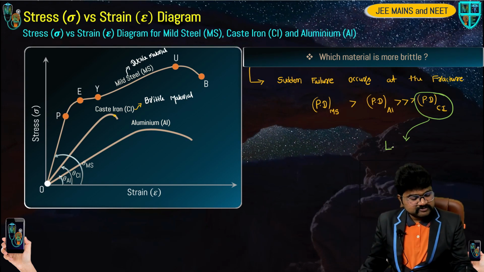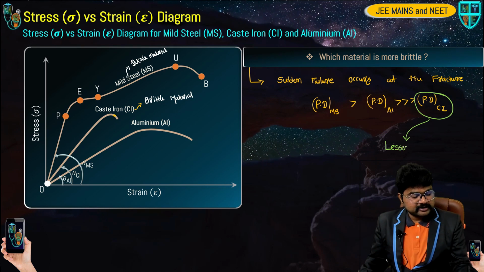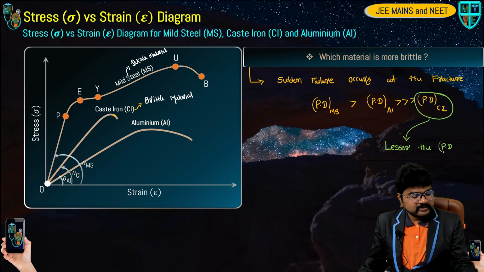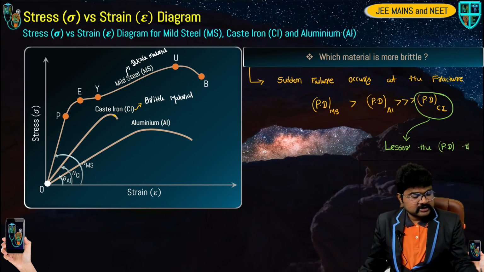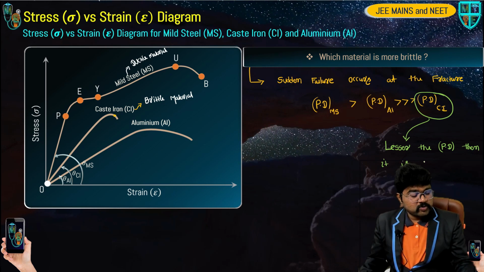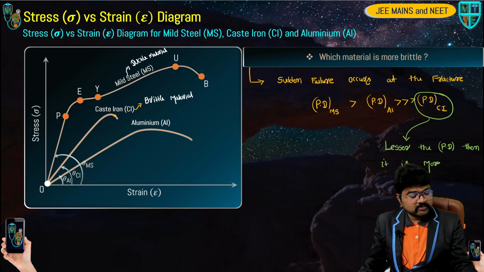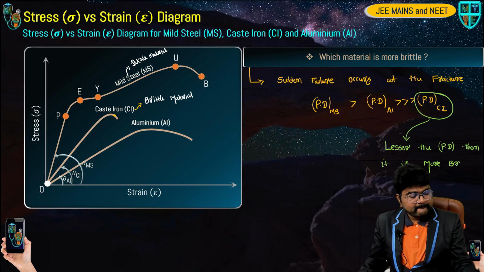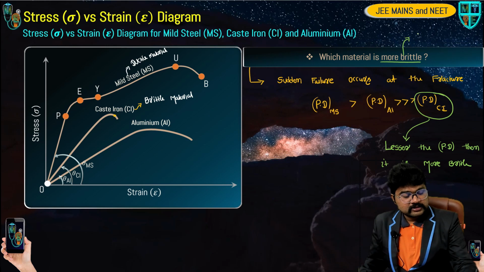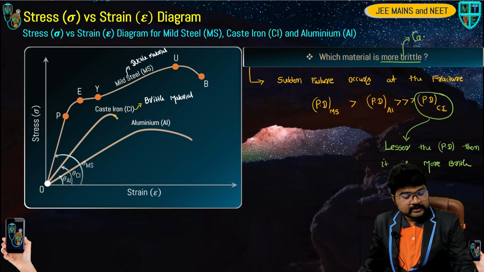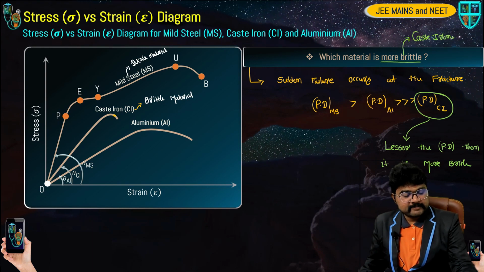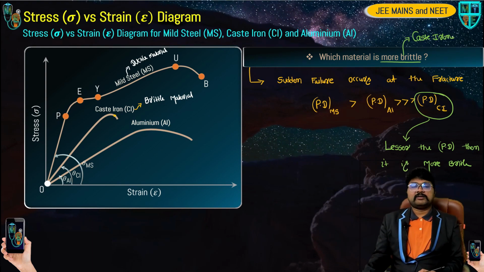Lesser the plastic deformation, the more brittle it is. Understood? Which one is more brittle? Tell me. Cast iron. Cast iron is more brittle. This is the brittle material.